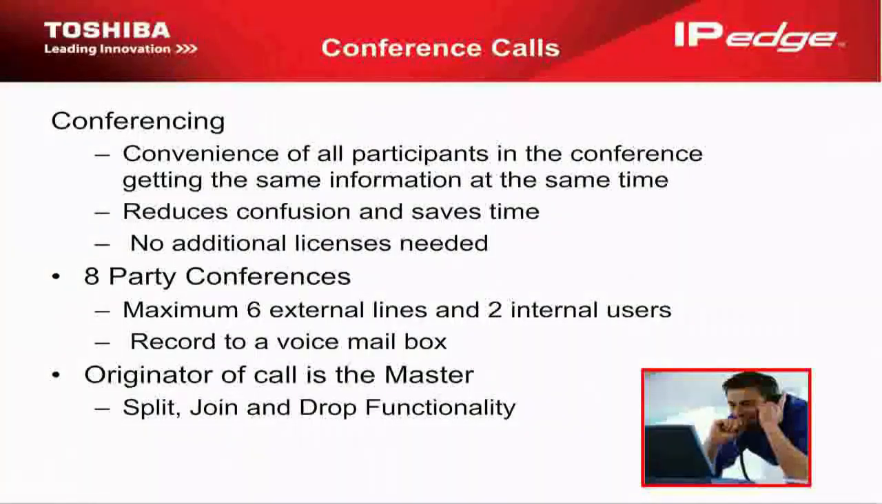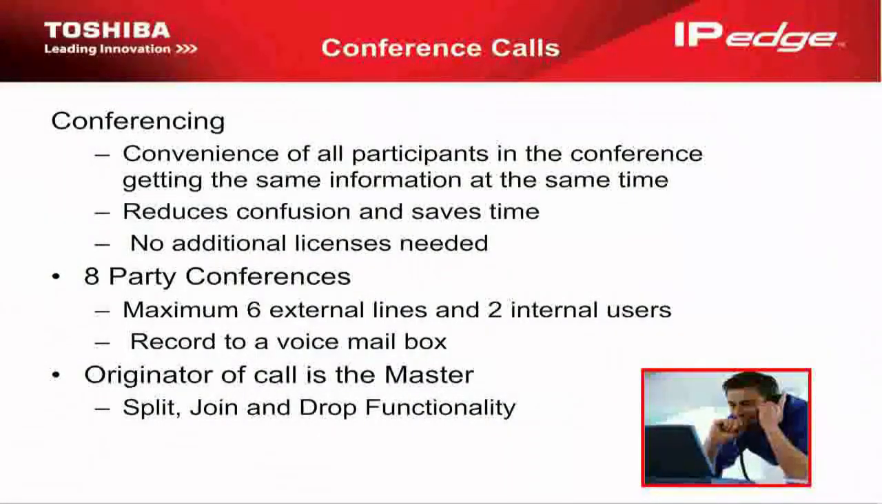The maximum number of people in a conference is 8. There can be up to 6 external lines and 2 internal users. One of the internal parties can be used to record to a voicemail box. The originator of the conference is the master and controls adding and deleting conference parties.